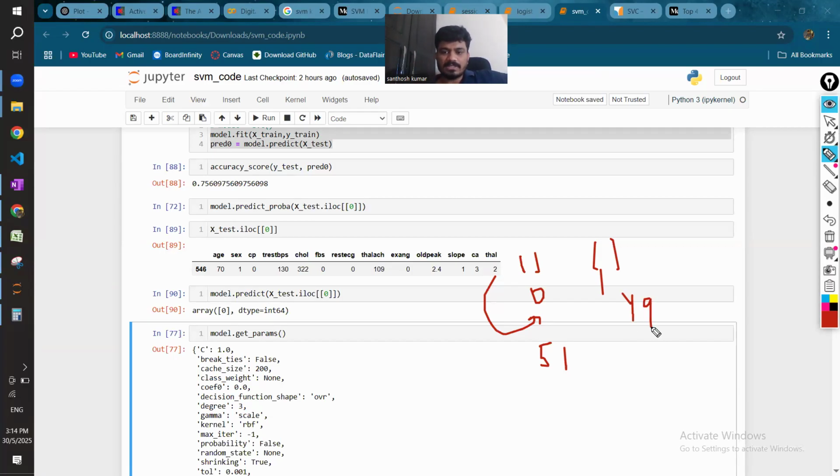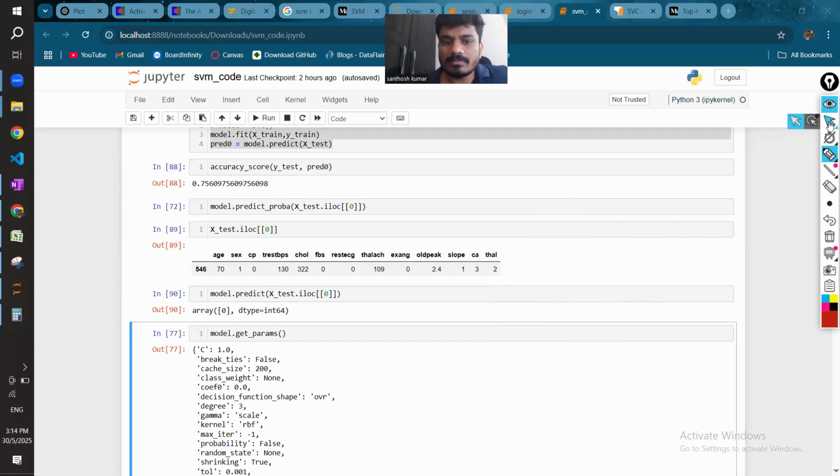Just with 1%, the model is saying this. But if it is 99, or maybe if it is 20, 80, that's okay, we can say. But if it is a very marginal classification, then there are chances that if we change something, this could become 1. So that's why it is important to see the probabilities also.